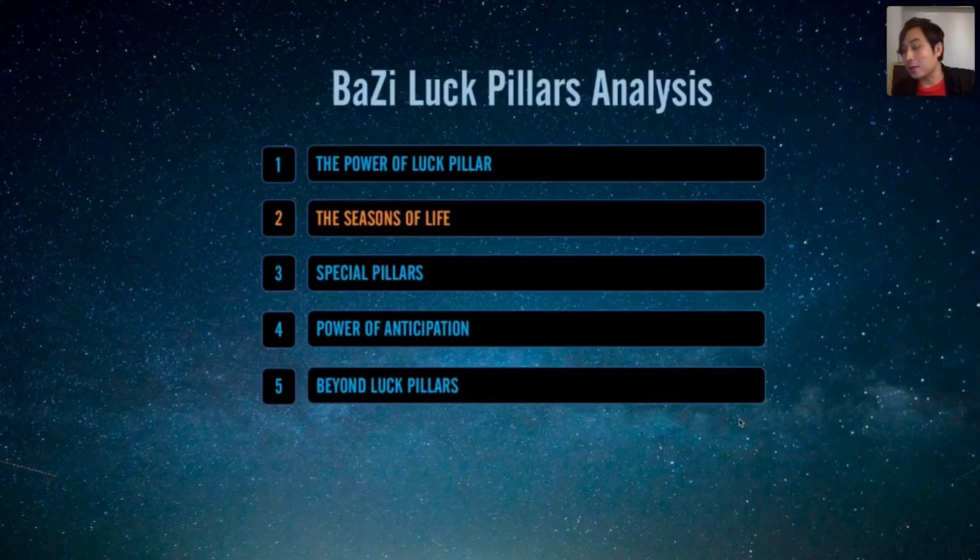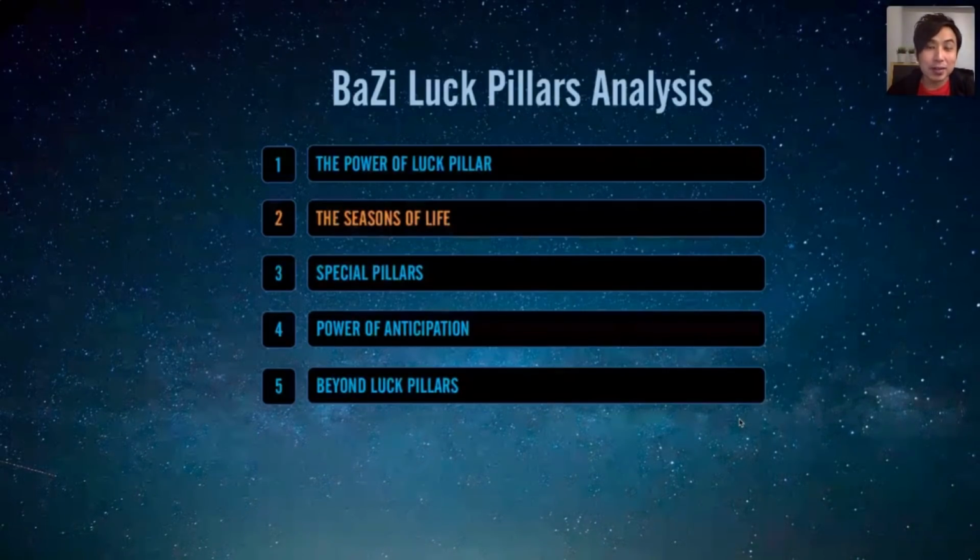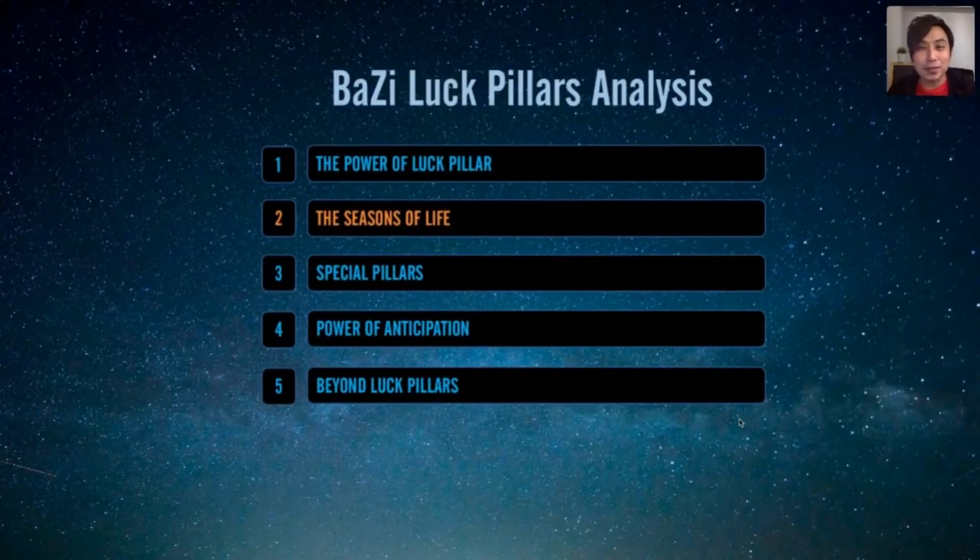The second one is talking about the season of life. Just now you learned what you can do with the luck pillar. You know where to locate one, and you already know that it's 10 years, and if you want the Gregorian age, you just minus 1. Okay, so that's it. So don't worry about DE or clash or anything first. We do it step by step.